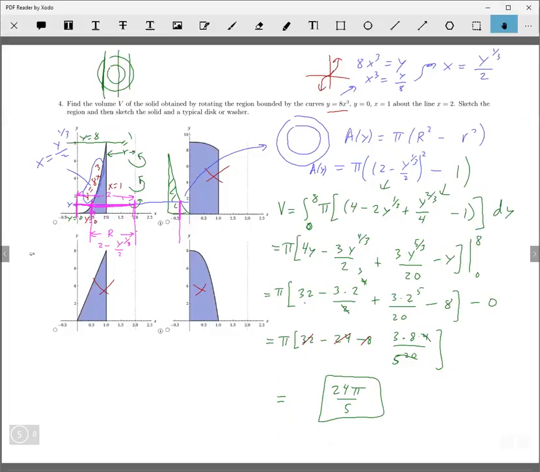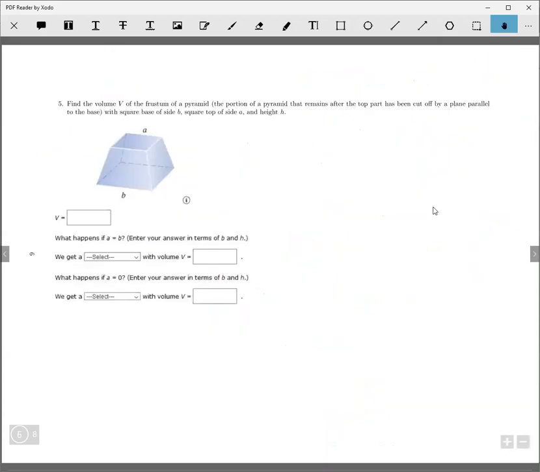Okay, great. So let's look at number 5. Find the volume of the frustum of a pyramid, the portion of a pyramid that remains above after the top part has been cut off by a plane parallel to the base, with square base side B, square top of side A, and height H. Okay, so the vertical height is H.